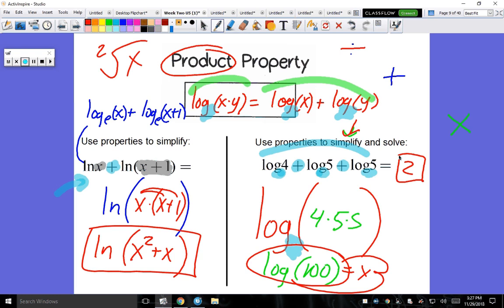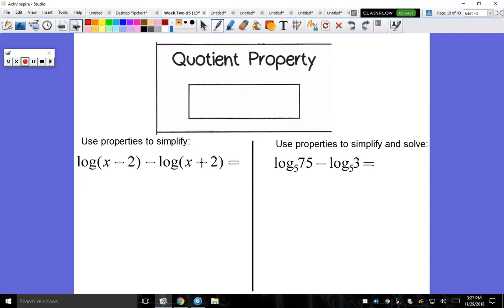Good? Alright, we're almost done, guys. We're almost done. Two more examples for quotient and two more for power rule, and we are done. Let's go with quotient first. What do I write? Katie? No, Kaylee. What do I write, Katie? Kate, I'll let you do the next one.